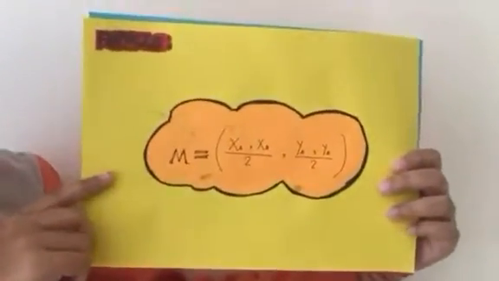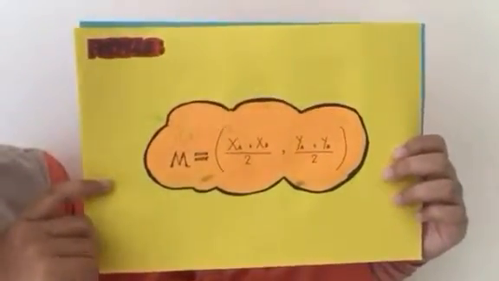I will start with how to find the midpoint of a line for a single line on a graph. To find the midpoint, we use this formula, which is m equals xa plus xb over 2, ya plus yb over 2. So we get the midpoint.